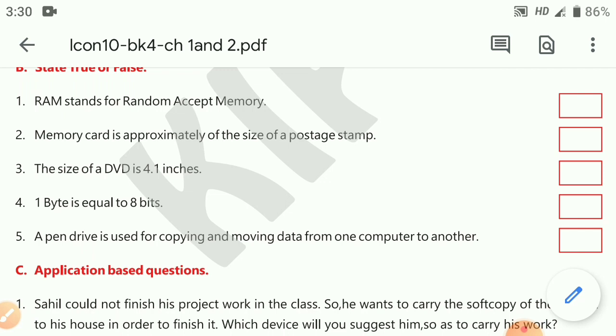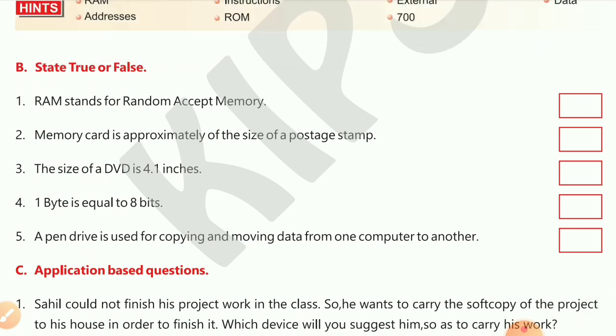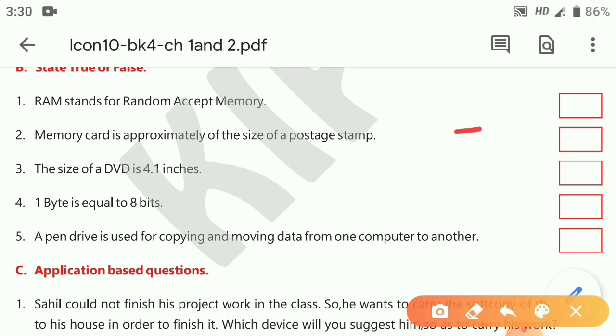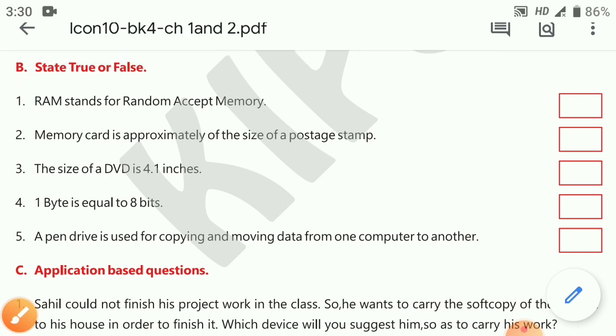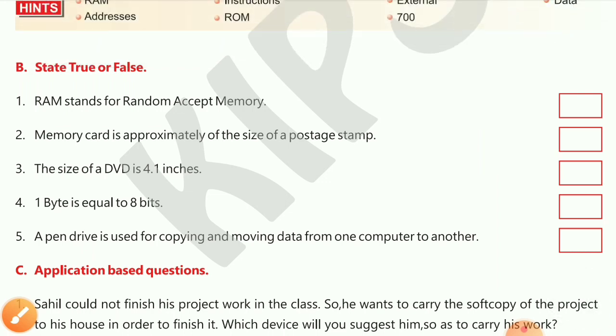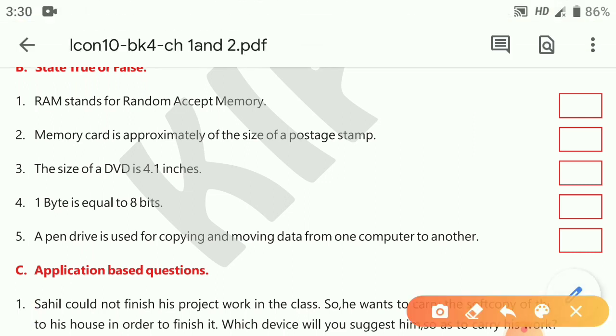Okay. Number 2. Memory card is approximately of the size of a postage stamp. Is it right? Yes, the size of a memory card is of a postage stamp. So write down the answer number 2 is true, T-R-U-E, true. Number 3. The size of a DVD is 4.1 inches. Is it true? No, it is 4.7 inches. So answer 3 is false.